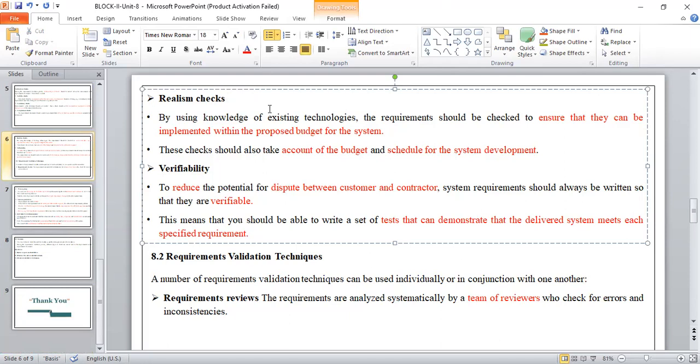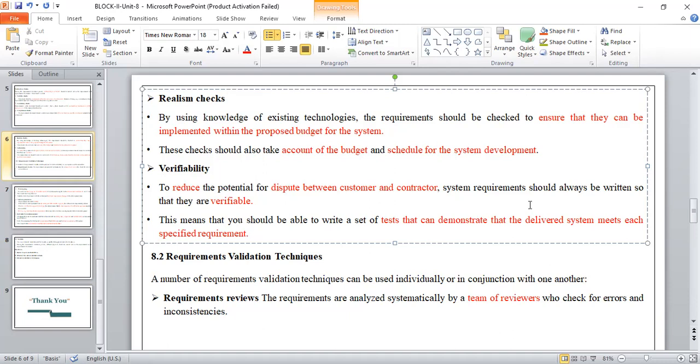Okay. Then verifiability is what we verify here to reduce the dispute between the customer and the contractor. System requirements should always be written so that they are verifiable. Who is a customer or client? Who approaches a development team, the software company, for a software project. Therefore, there should be no dispute because everything should be written so that it can be checked. The software requirement should always be written. There should not be an oral commitment or oral contract. Everything should be written in the SRS so that it can be verified at the end of the product.